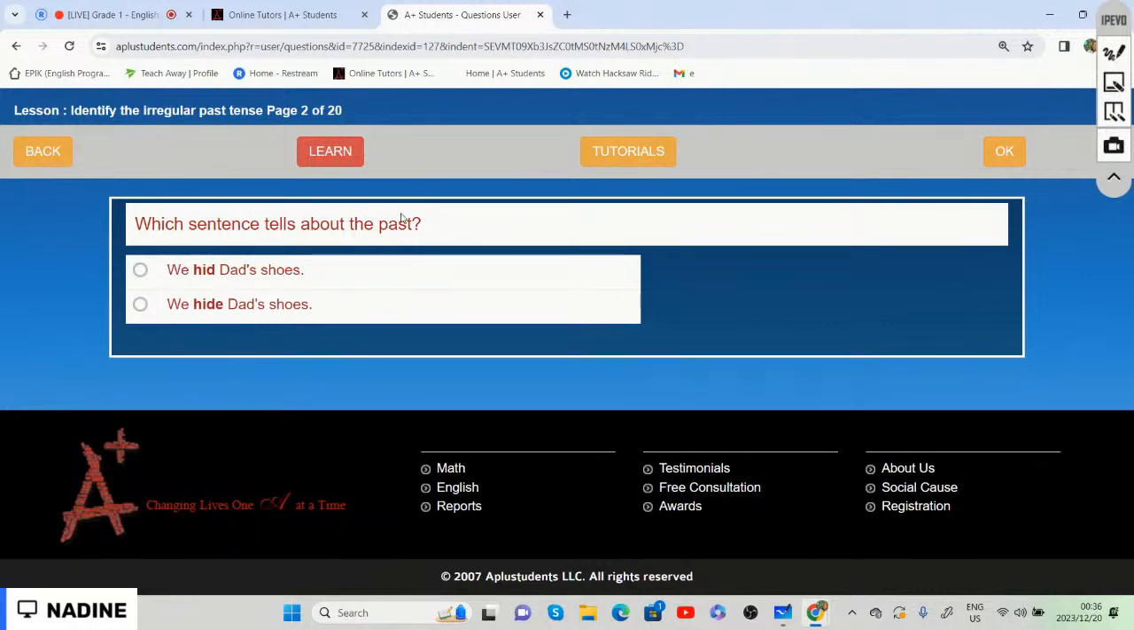So which sentence tells us about the past? Do we say we hid dad's shoes, or we hide dad's shoes? Which one shows the past tense? Hid or hide?